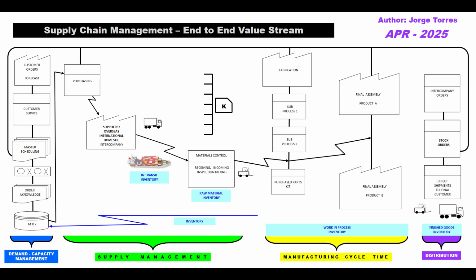The orders from the customers could be intercompany orders, could be products that we maintain in stock and the customers order from that stock, or could be very specific products that we sell make-to-order, that once they are complete, we ship them directly to our customers. So this is at a high level the end-to-end responsibilities that we have in supply chain management.